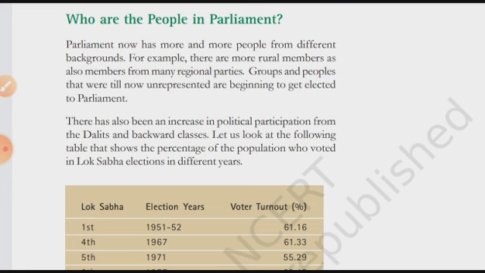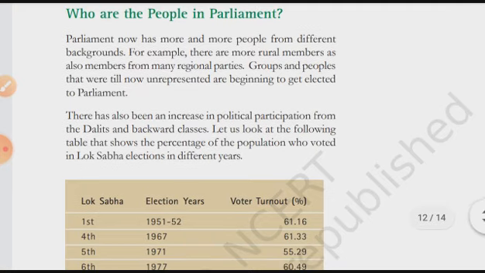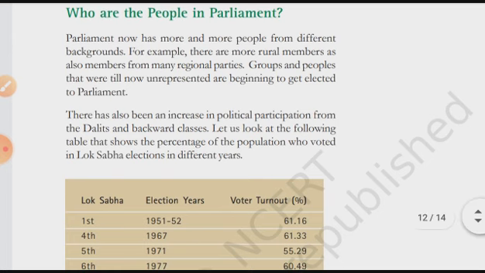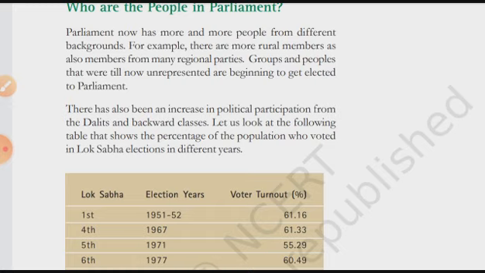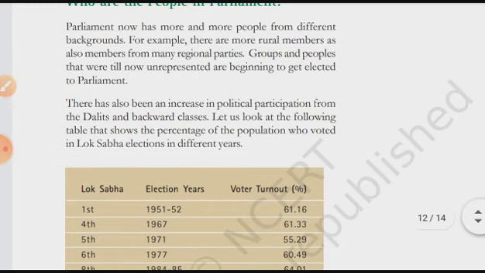So the people who are working as MPs, that is members of parliament, belong to different places and different backgrounds, from rural to urban areas, as well as members of different local parties, regional parties, and groups. The people who were till now unrepresented are beginning to get elected to the parliament. Even you will see people from different religions, different castes, different backgrounds. Each and every one is being elected by the people as their representatives to the parliament.